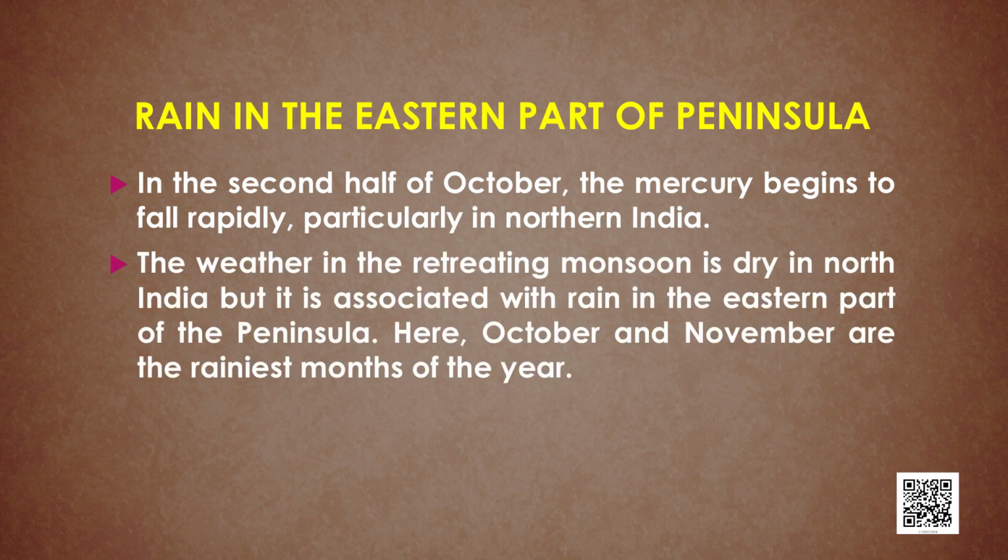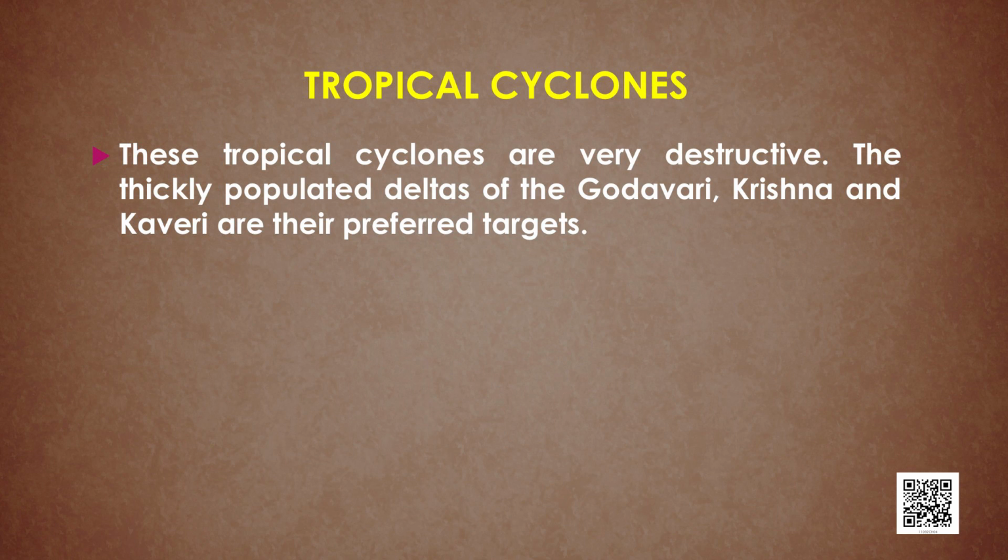The weather in this retreating monsoon is dry in northern India, but is associated with rainfall in the eastern part of the peninsula. So, October and November are the rainiest months of the year in the peninsular part of India. The widespread rain in this season is associated with the passage of cyclonic depressions which originate over the Andaman Sea, and they cross the eastern coast of the southern peninsula and bring torrential rain over the eastern coast. These tropical cyclones are very destructive.